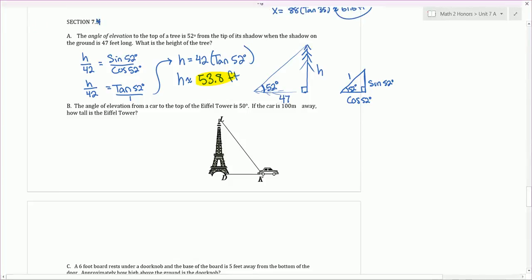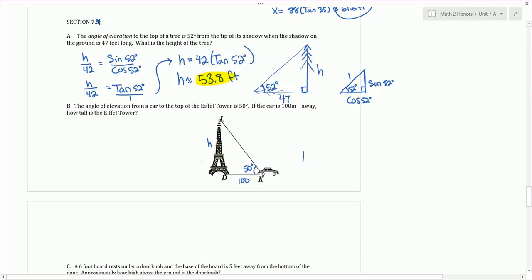Part B. We have the angle of elevation from a car to the top of the Eiffel Tower is 50 degrees, so here's the angle of elevation. The car is 100 meters away, so this base length is 100. How tall is the Eiffel Tower? So the height here.